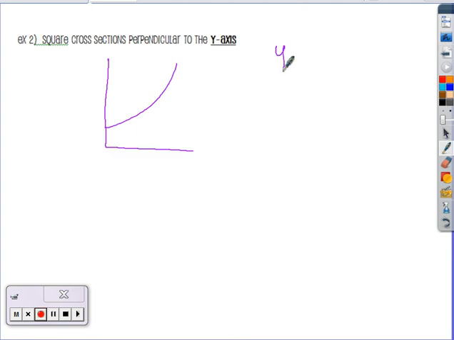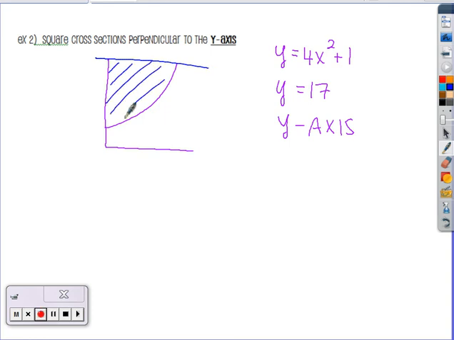So we're using the function y equals 4x squared plus 1. We're using the function y equal to 17 and the y-axis. So we will be bounding y equal to 17 would be here. So this is the piece that I want to bound. Then let's use this to make squares that are perpendicular to the y-axis. So all I do is I just draw one, okay? Now that's the base of the square.